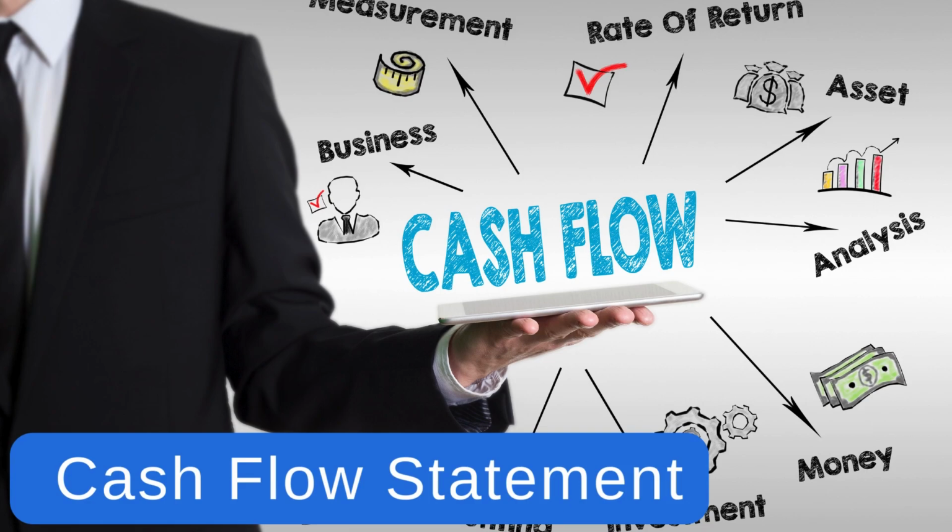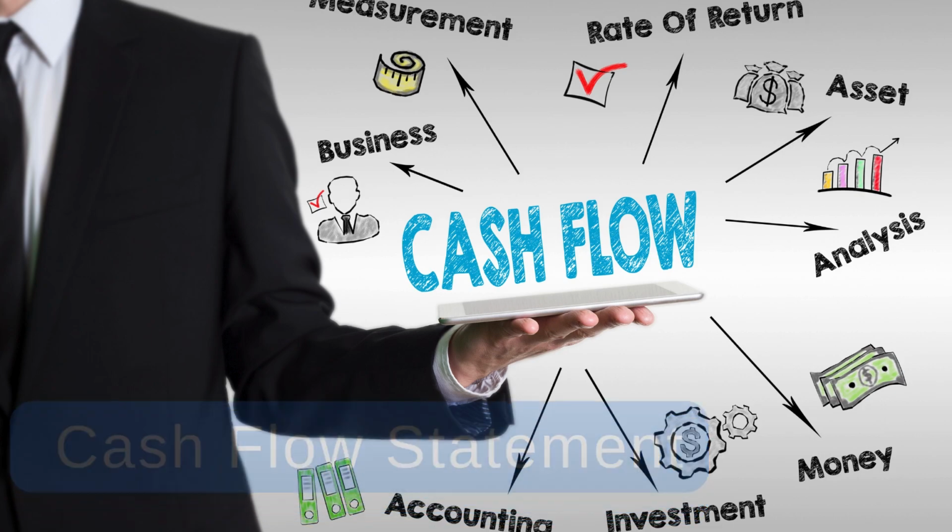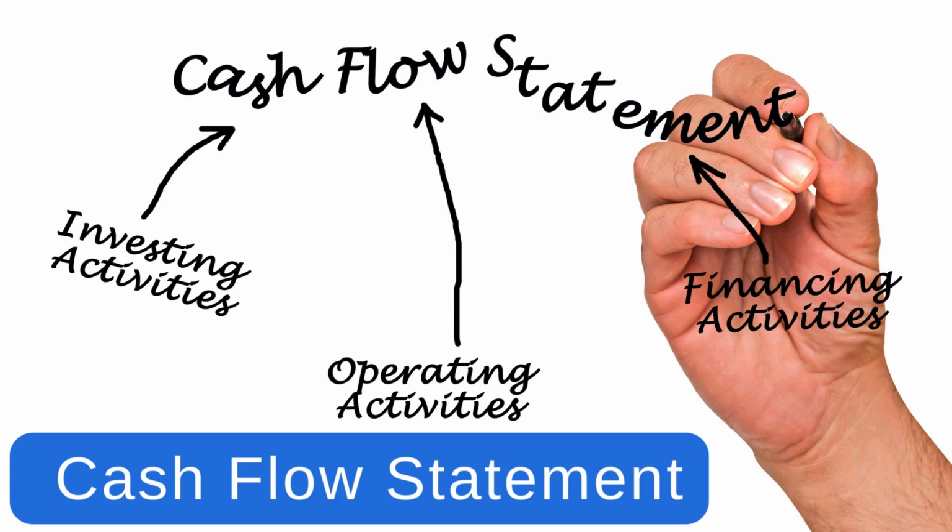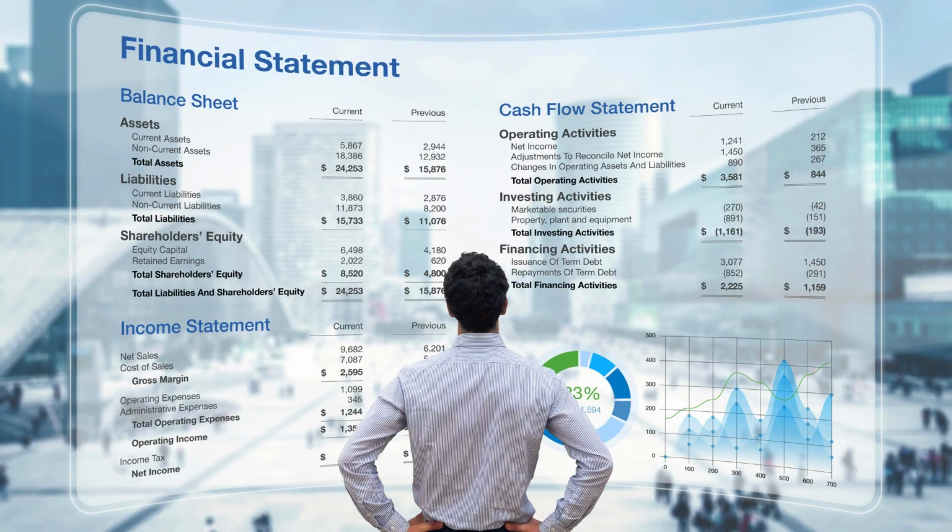C. Cash flow statement. The cash flow statement tracks the flow of cash into and out of a company during a specific period. It consists of three main sections: operating activities, investing activities, and financing activities. The cash flow statement provides insights into a company's liquidity, solvency, and ability to generate cash.